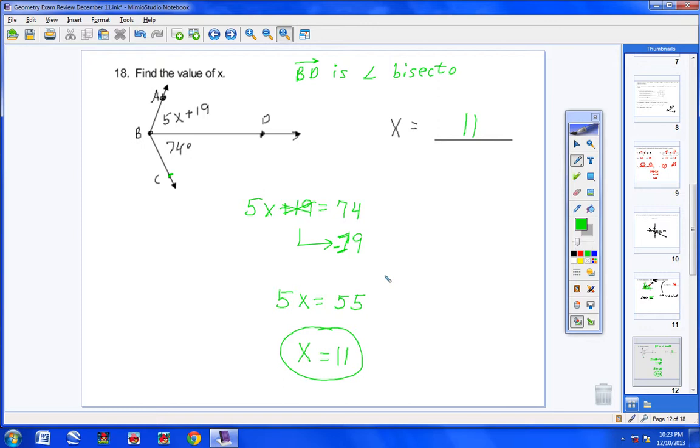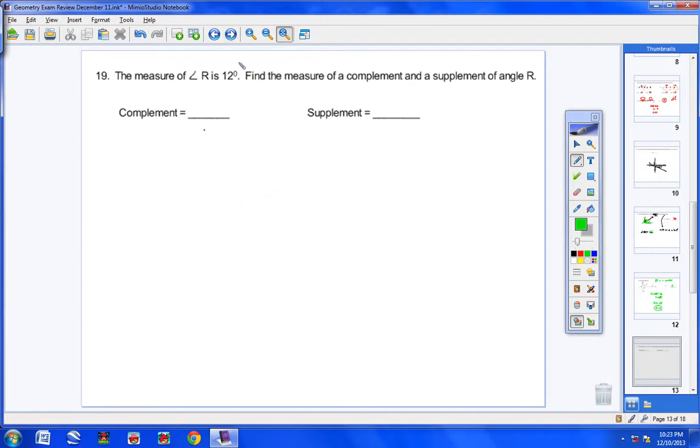By the way, I do know how to spell bisector. It's kind of funny, I left off the R. There we go, bisector. Okay, let's continue on.